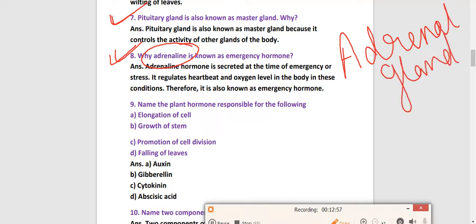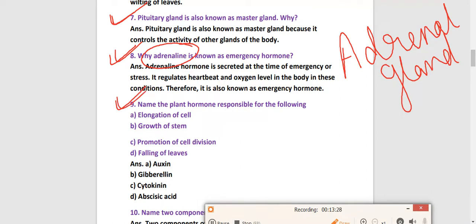Okay. And what is the function of this adrenaline hormone in our body? It regulates our heartbeat and oxygen in the body during stress, or during any emergency or danger situation, and that's why it is called the emergency hormone, right? So why is adrenaline known as the emergency hormone? Because it is secreted at the time of emergency or stress, and it regulates our breathing rate, heartbeat and oxygen level in the body. Now let's come to question number 9. Name the plant hormone responsible for the following.